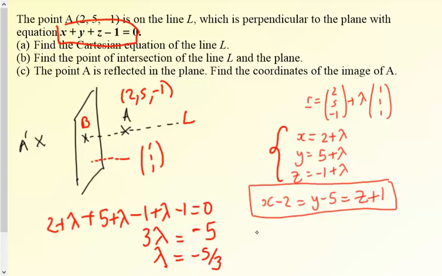So that's the value of lambda that will make a point on the line the same as a point on the plane, and all we've got to do is substitute those values into here. So the x value is going to be 2 plus lambda, so that is 1/3. The y coordinate is 5 plus lambda, which is 3 and a third, and the z coordinate is -3 and a third. So that's going to be the coordinates of my point B, which is the intersection of the line and the plane.